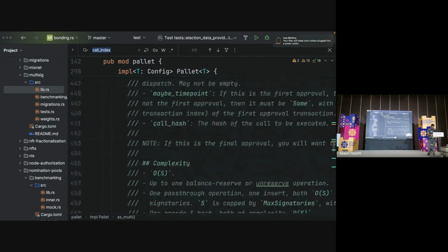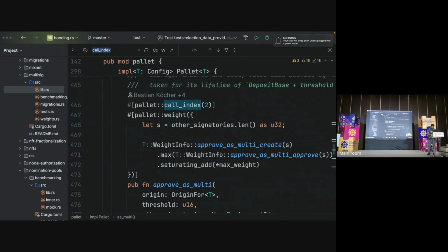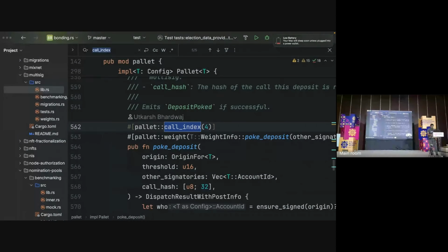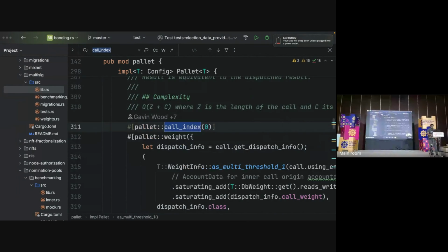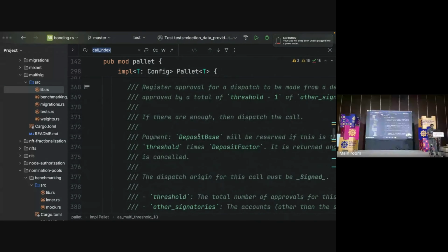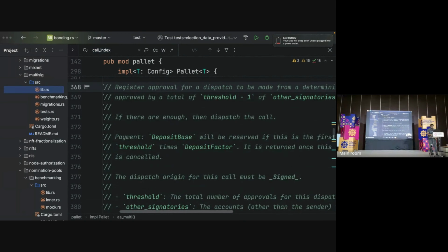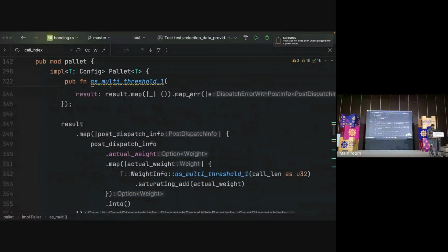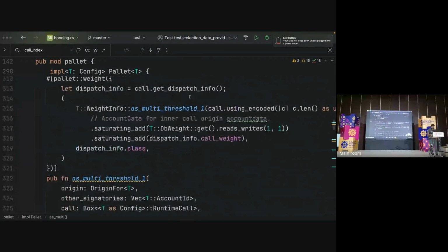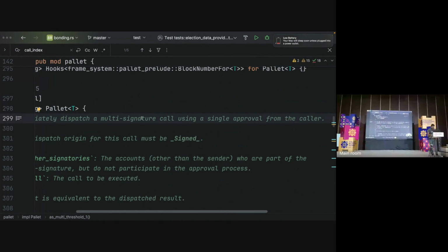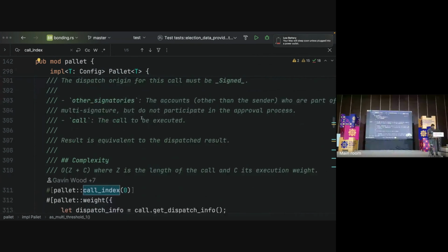As multi. What's this? Approve as multi. I'm just looking over all the calls it has. Cancel as multi. Poke deposit. Okay. Let's look at one of them. Register approval for a dispatch to be made from a deterministic composite account if approved by a total of. Yeah. So this is approval. This is as multi. Okay, let's look at this. Immediately dispatch a multi-signature call using a single approval for the call.